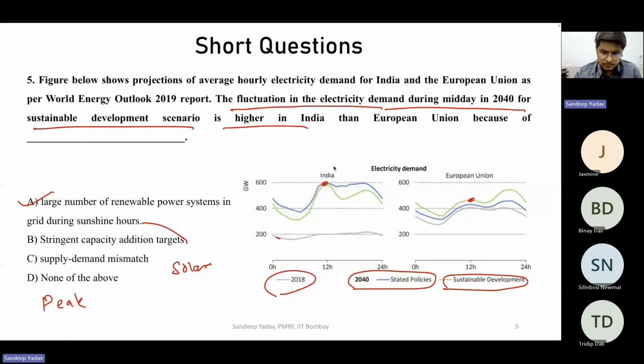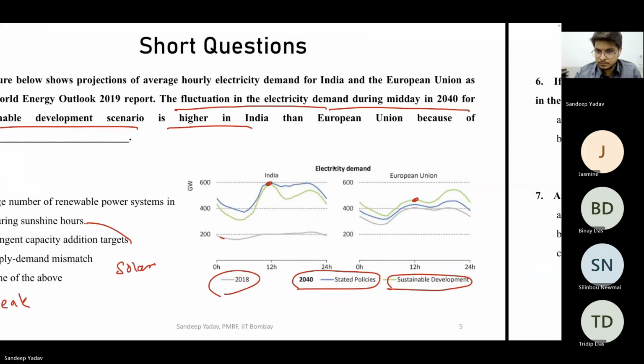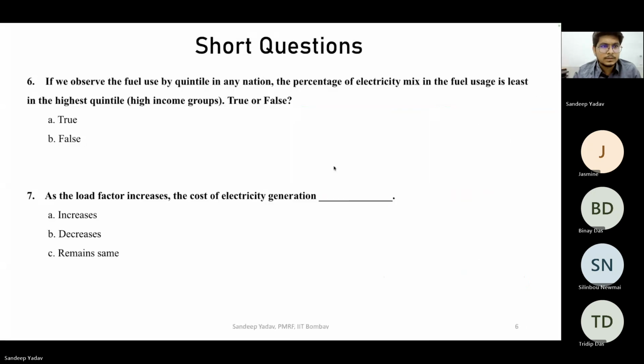Now moving to question number 6. If we observe the fuel used by quintile in any nation, the percentage of electricity mix in the fuel users is least in the highest quintile, or we can say high income group. This is true or false?